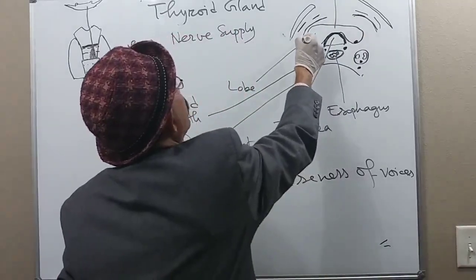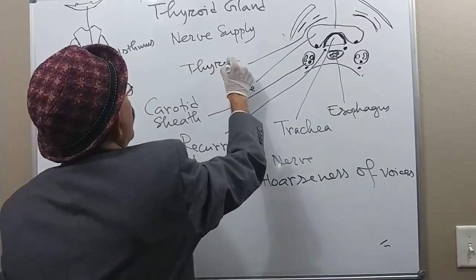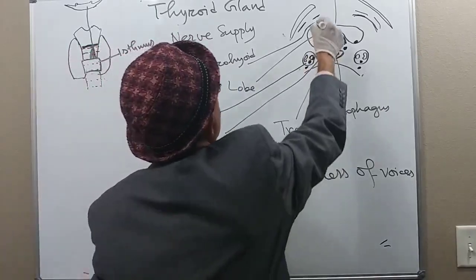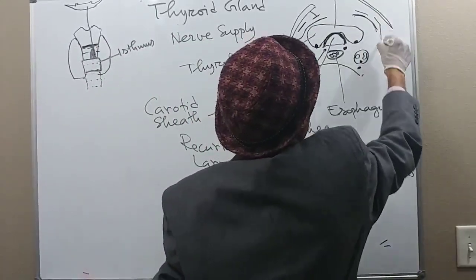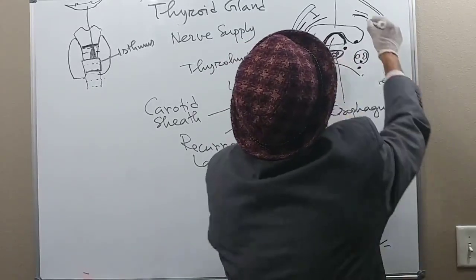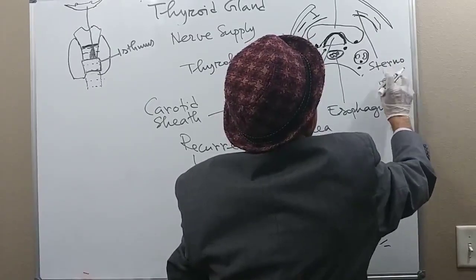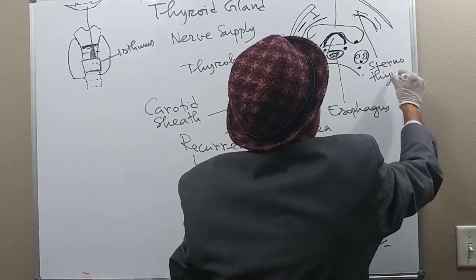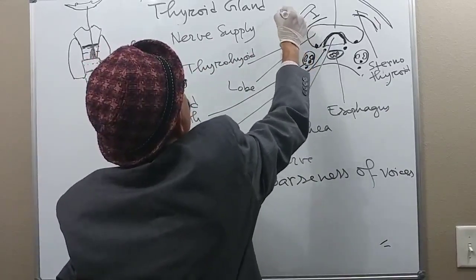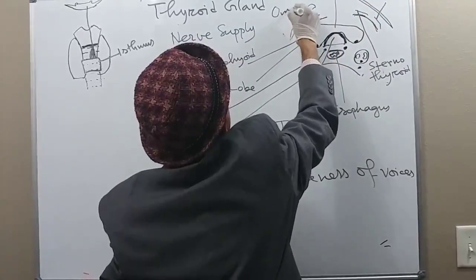What muscle? This is the muscle. This is the sternothyroid here. This is the sternothyroid muscle. How about this muscle? This is the omohyoid. Omohyoid muscle.